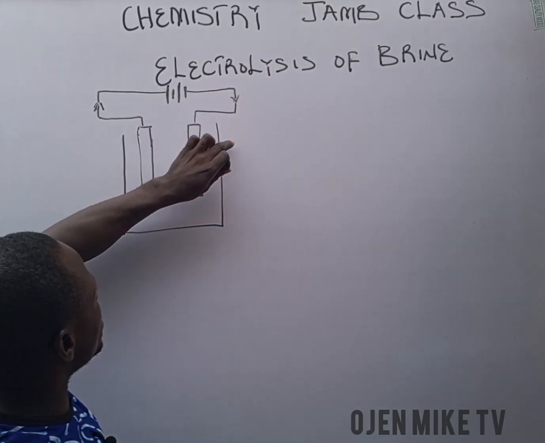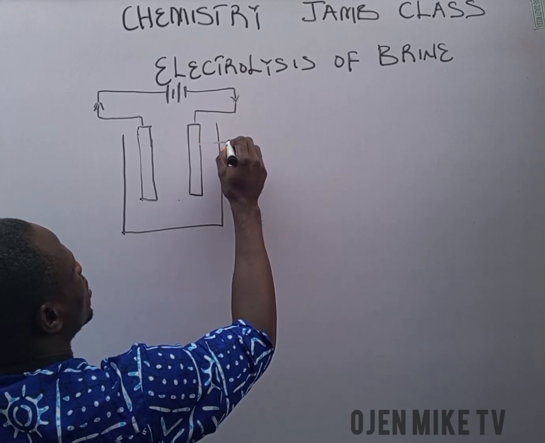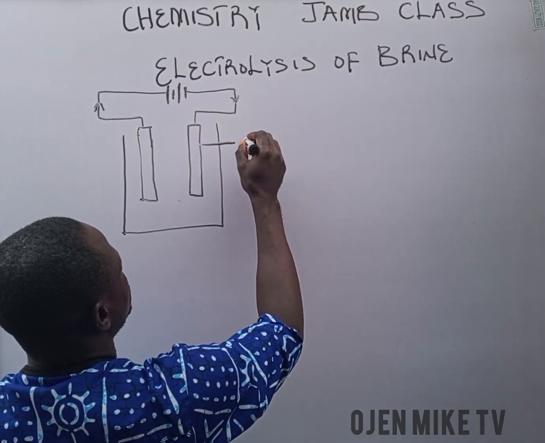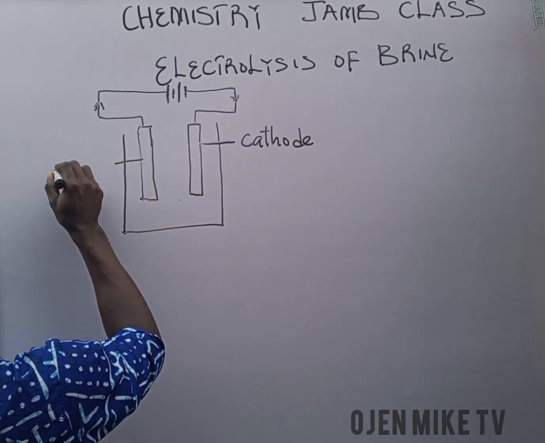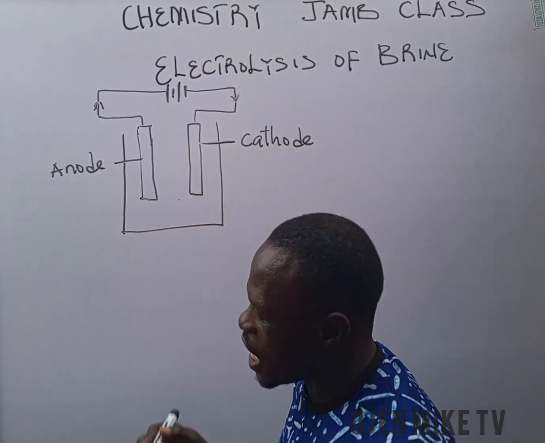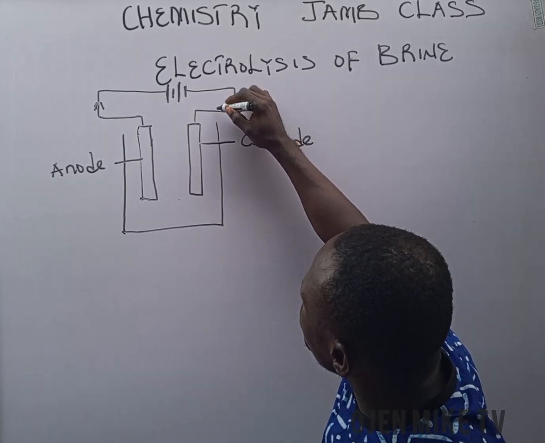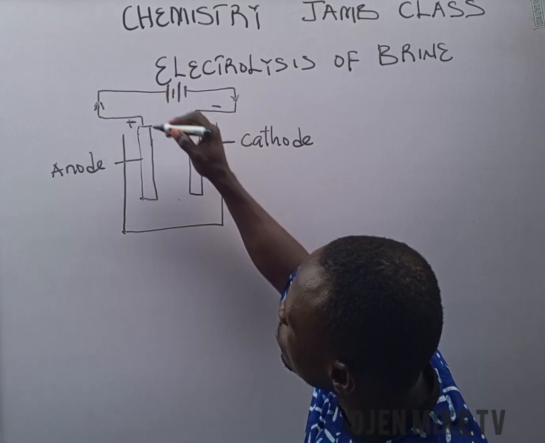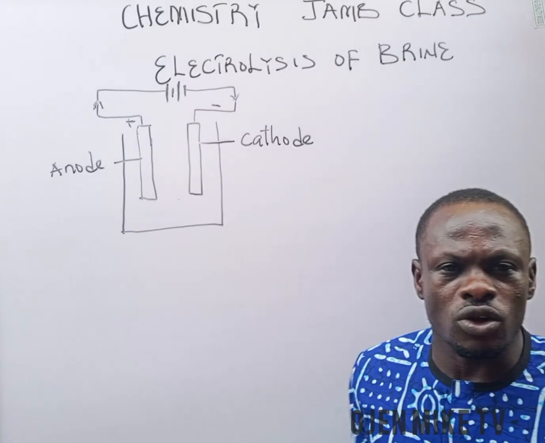So current leaves here, enters here and goes this way. This is what we call the cathode, and this is what we call the anode. This is the cathode, this is the anode. The cathode here is negative, while this one is positive.